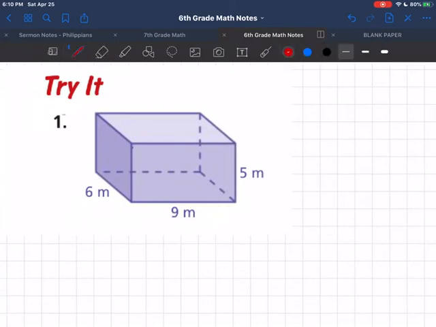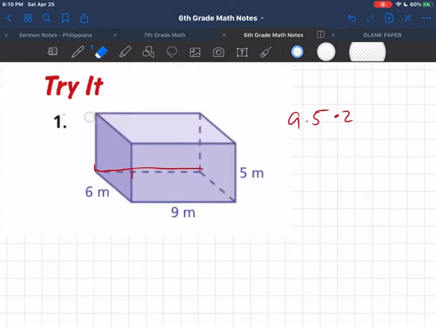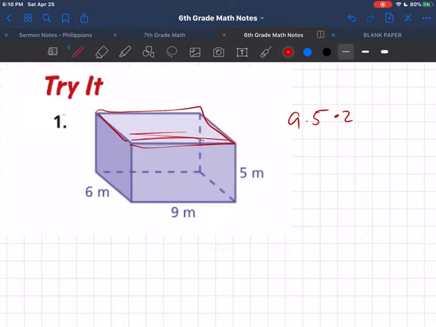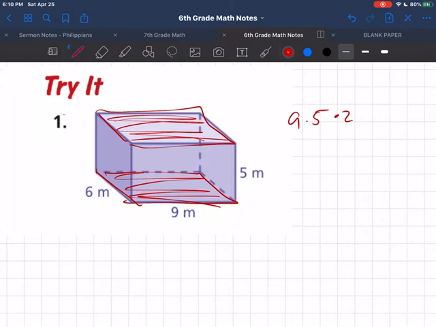So we've got a front and a back that are the same, right? And they are length 9, width 5. So it'd be 9 times 5, and then there's 2 of them, right? So times 2. And then we have the front and the back. We have the top, which is this part, and the bottom. Sorry, I'm going really fast here. So this was the front and the back. This is the top and the bottom.